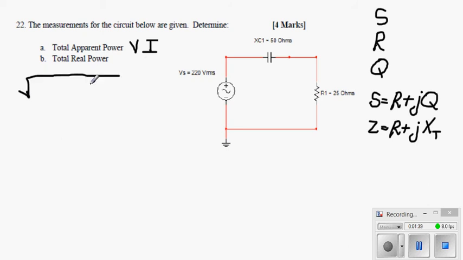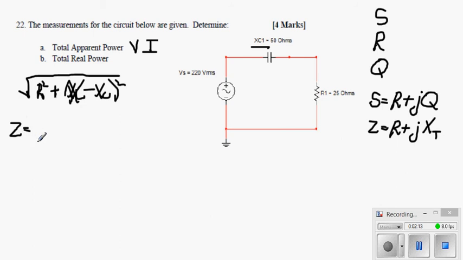Square root of R squared plus (XL minus XC) squared. Now, in this problem, they saved us some steps. Number one, they gave us the value of XC directly. Number two, there's only one X in the problem, XC, which means we don't have to use XL. We will only be using XC in the formula.